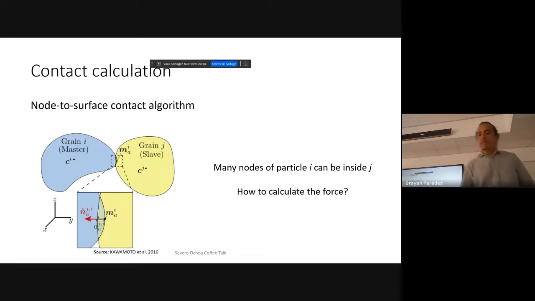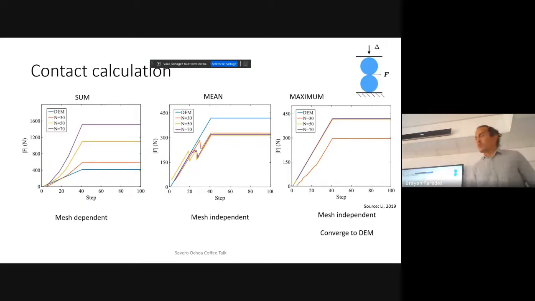But there is a recent paper that shows, with a simple example that we can see here of two particles, so we are applying a displacement and calculating the force. The first was calculating the force by the sum, the other doing an average, and then a maximum. With the sum, what was realized is that it's mesh dependent. So we have here the time and the force, and changing the number of nodes in the surface of the level set. Later I will talk more about it.